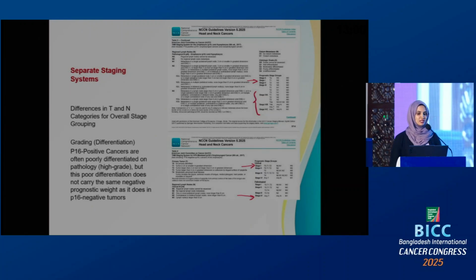So a different staging system, as you can see here, per the NCCN guidelines. So there are different T and N categories for the overall stage grouping. For example, in P16 negative, stage 1 includes only T1 and N0. But with P16 positive, stage 1 includes T1, T2, and even N1 disease. Also there is grading and differentiation of the P16 positive cancer. Often they are poorly differentiated, but this poor differentiation does not carry the same negative prognosis weight as it does with P16 negative.